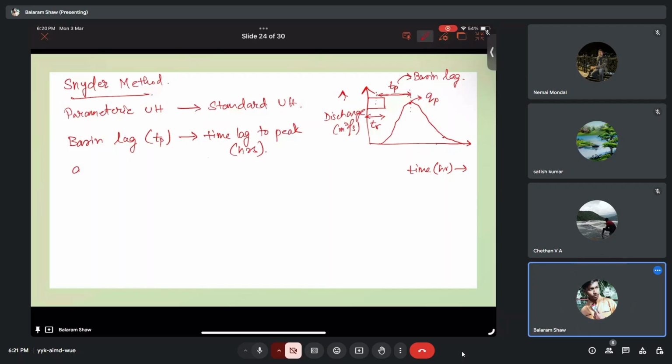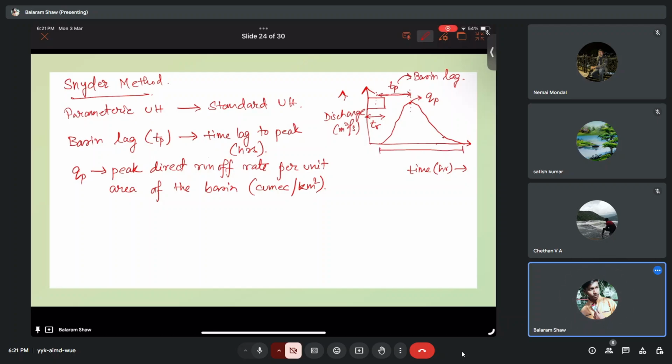So here QP is the peak direct runoff rate per unit area of the basin. And as it is per unit area of the basin, the unit will be cubic meters per second per square kilometer, right? Other than that, we had base time also, right? The base time starts from zero, because here it starts with some lag from the effective rainfall. So the time base is where our hydrograph starts to where it ends. So this we call the time base, right?